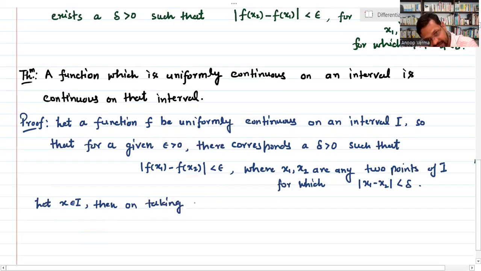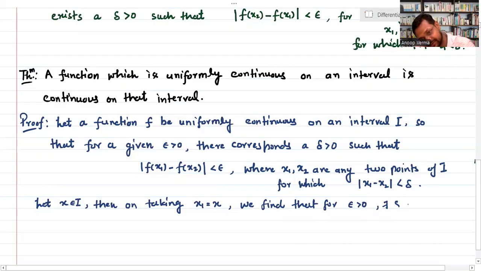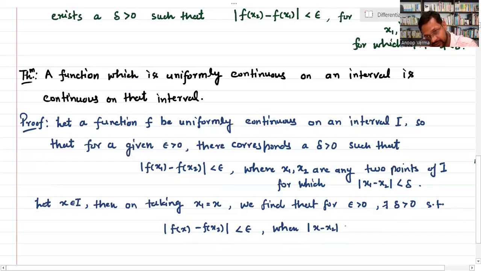Put x in place of x1, and you will find that for epsilon positive there exists a delta such that this condition will hold. Above condition: |f(x) − f(x2)| is less than epsilon when |x − x2| is less than delta.